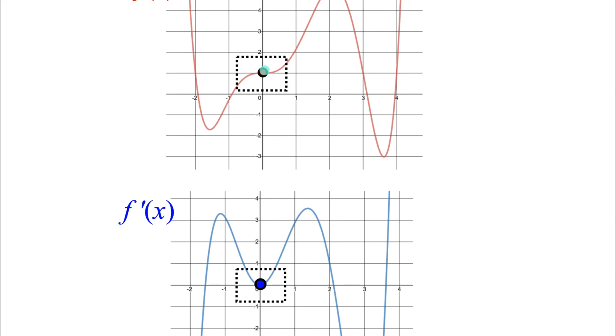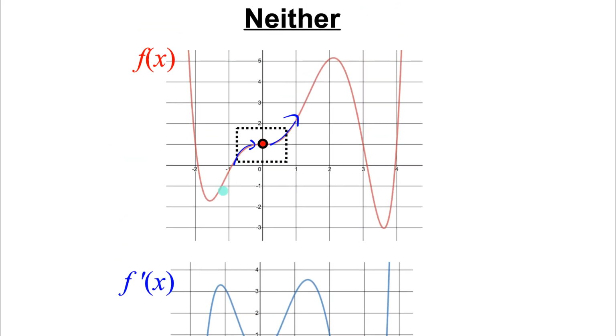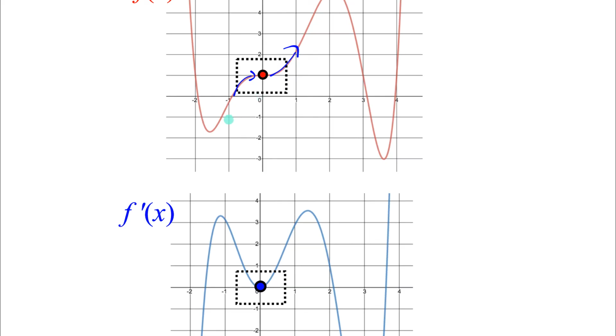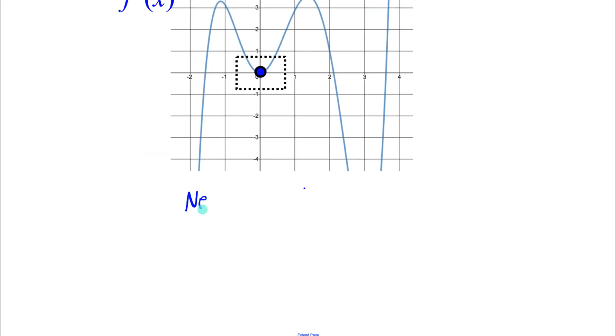But before that x value, the function is increasing, and after that x value, the function is increasing, which means the derivative is going to have positive y values before and after. Since the value of the derivative is not changing signs, we know it is not a max or a min because the original function is not changing between increasing and decreasing. It's increasing over that entire interval. So we say it is neither a local max or a min if f prime of x equals 0, but does not switch signs.